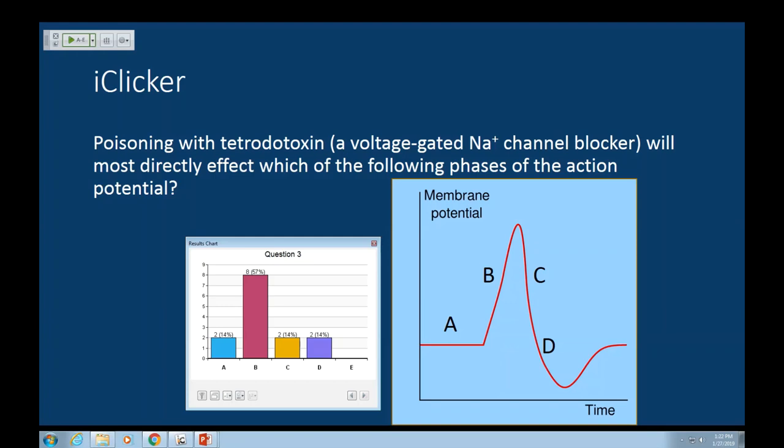Pretending that you didn't know that the upstroke is mediated by the influx of sodium, you could easily figure this out. Because as we've gone over, the equilibrium potential of sodium is positive 60. So if the membrane becomes more permeable to sodium, it will have a larger effect on the overall membrane potential of the cell. And therefore, starting from negative 70, the membrane potential will have to become more positive and closer to that of sodium. Okay, and the only phase of this graph that goes up toward a positive membrane potential is B. And that's why that is the correct answer.